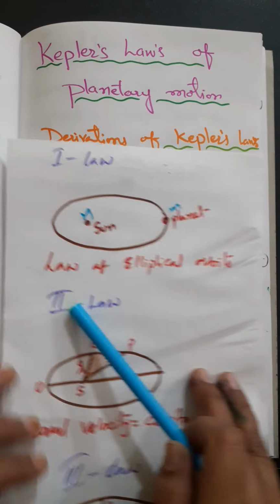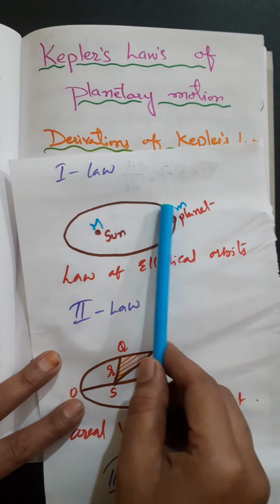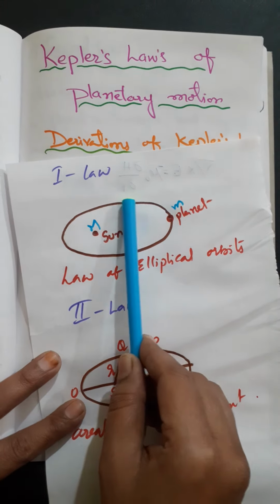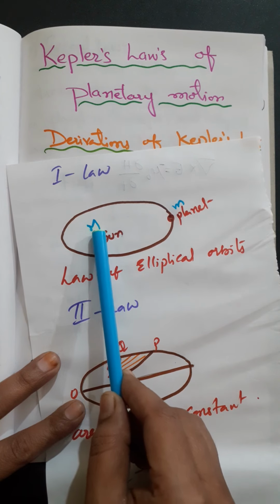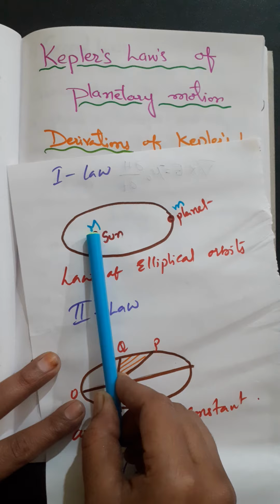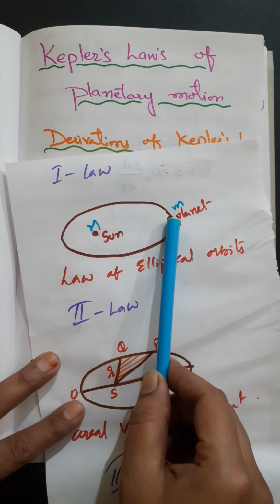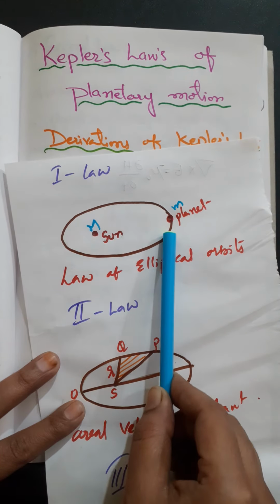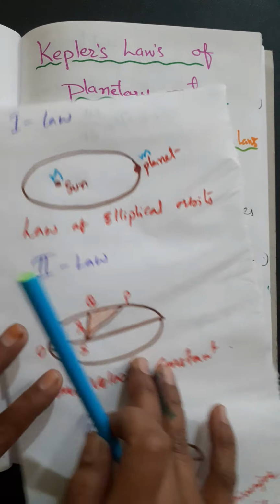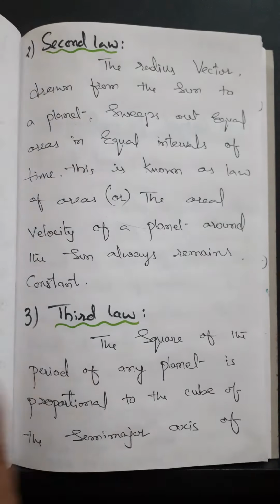So what is the first law? It says that all the planets move around the sun in an elliptical orbit, with the sun being at one of its focus points, or foci. That is what we have to prove. To prove it, we have to show that the planets are moving in an elliptical orbit, in an ellipse.